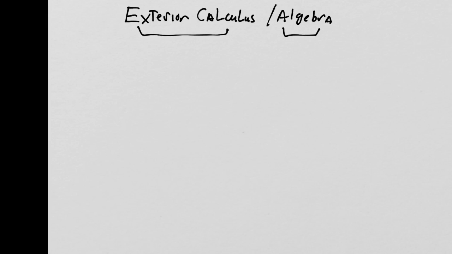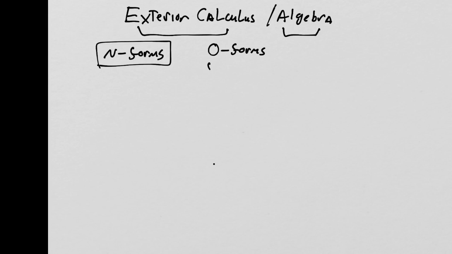But to begin to study the exterior calculus, we need to discuss the concept of n-forms, because n-forms are the basic elements that are used in both the exterior calculus and the exterior algebra. And n-forms begin with zero forms. And zero forms are simply functions on the space-time. So f of x is a zero form.